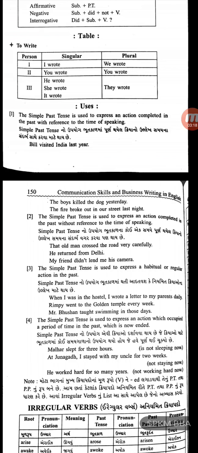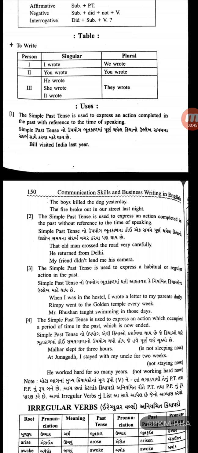Again, simple past tense is used to express an action completed in the past without reference to the time of speaking. There are some sentences like that: the old man crossed the road very carefully. In this type of sentences, past tense is used where actions are completed in the past without reference to the time of speaking. Right?